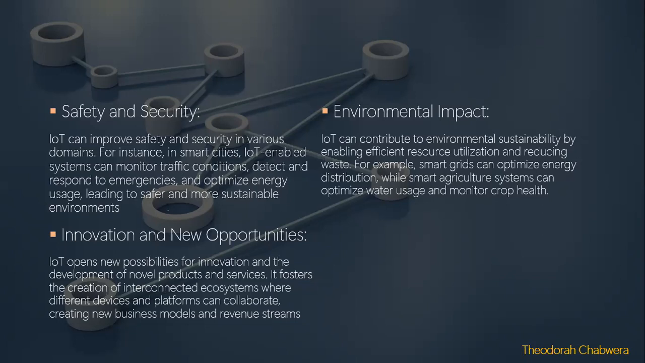Talking about the environmental impact, the Internet of Things can contribute to environmental sustainability by enabling efficient resource utilization and reducing waste. For example, smart grids can optimize energy distribution, while smart agriculture systems can optimize water usage and monitor crop health. One can develop a system that monitors soil moisture, and this can help in optimizing the water usage.